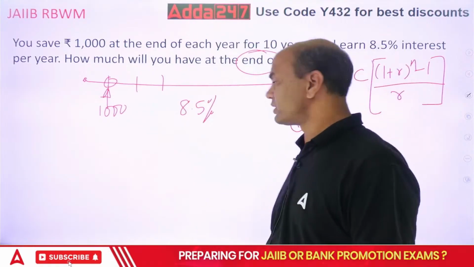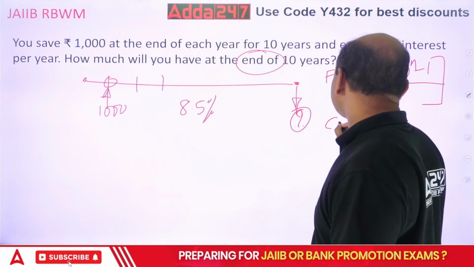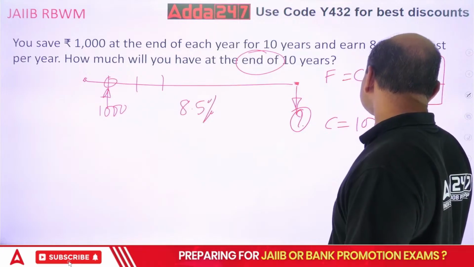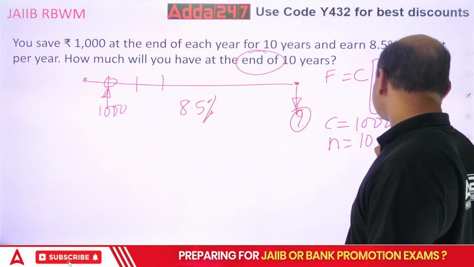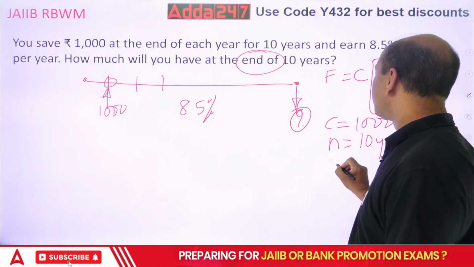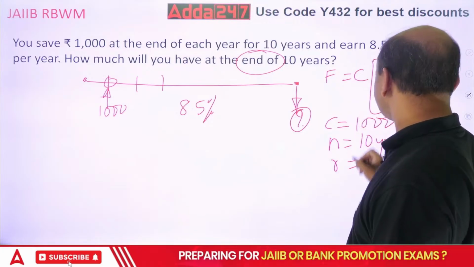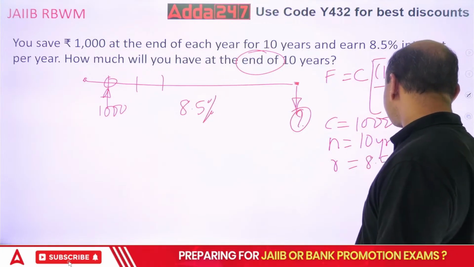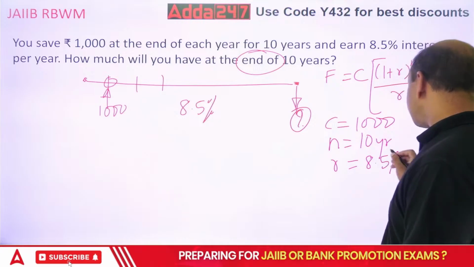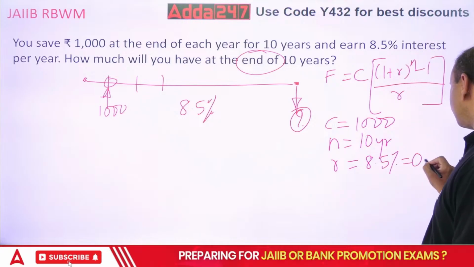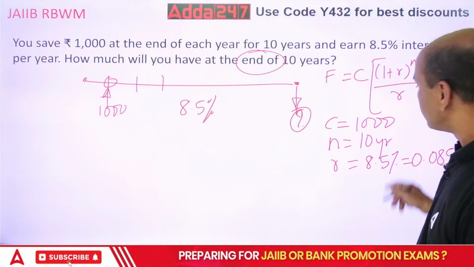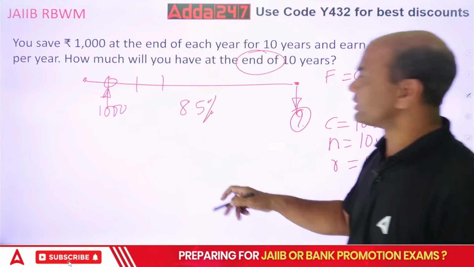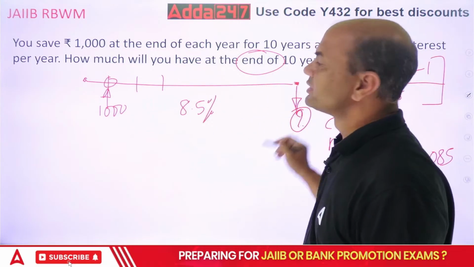What is C over here? C means every year what I invest, 1000. What is N over here? N equals 10 years. What is R over here? R equals 8.5%. So that is equal to, solve this first, 8.5 divided by 100, 0.085. Now use this and find the future value, because this is what you want. At the end of 10 years, how much will you have?